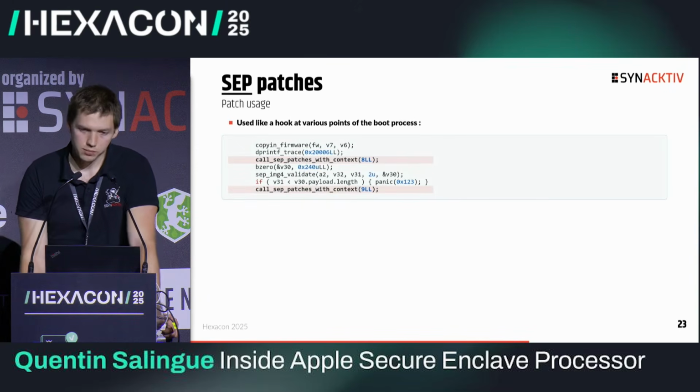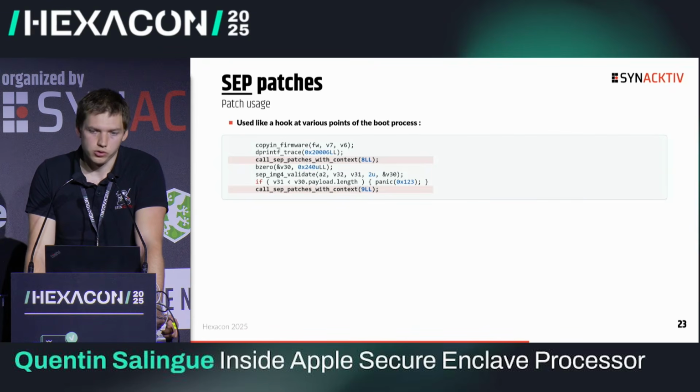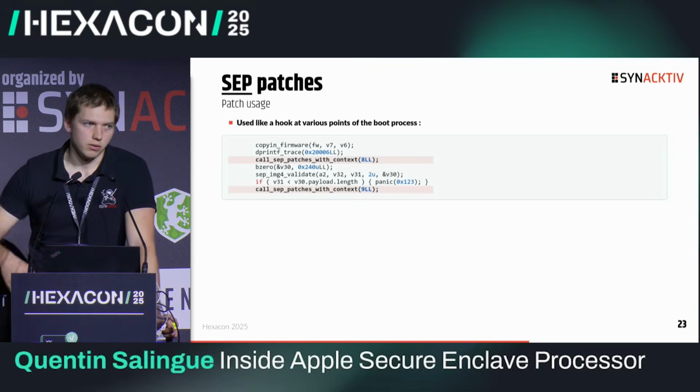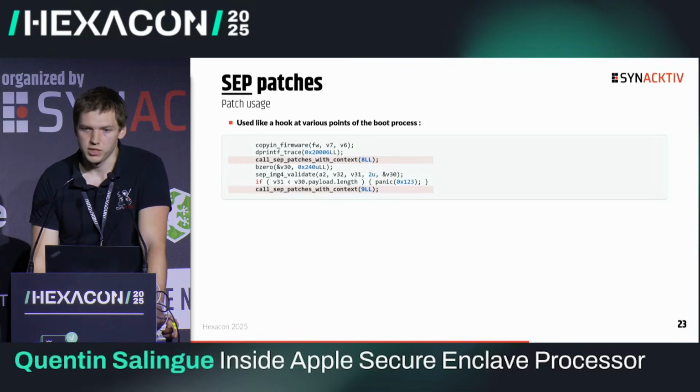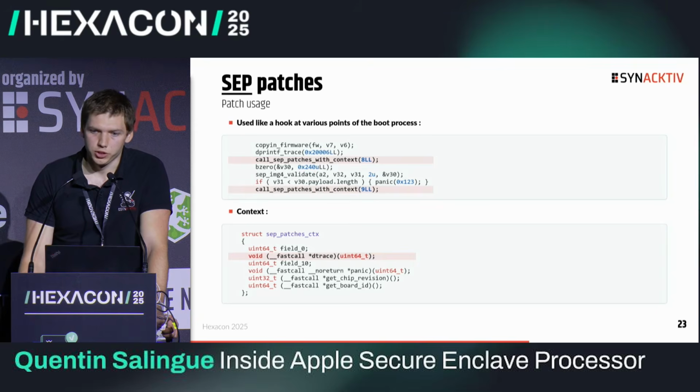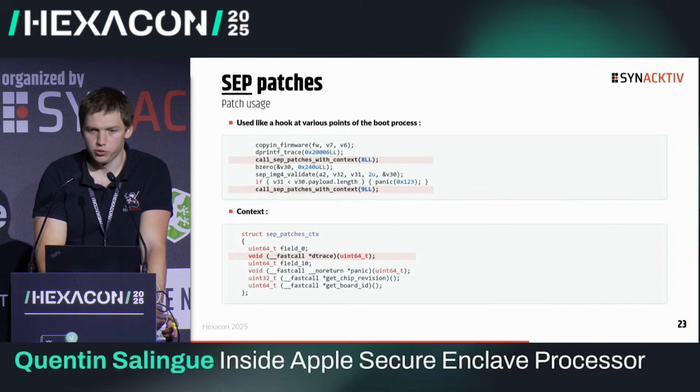And so how do they use it? It's used across the CEPROM like a hook, and at various points of the boot process, you will have a call to the function call CEP patches with context. So we can see two examples there. For example, it will copy in the firmware, call the patches with the ID 8, saying, hey, I just copied the firmware, what should I do? And then it will validate the firmware, call again the patches with the ID 9, telling it, hey, firmware's okay, what should I do? And the context that it gives to the patches is just a bunch of function pointers.